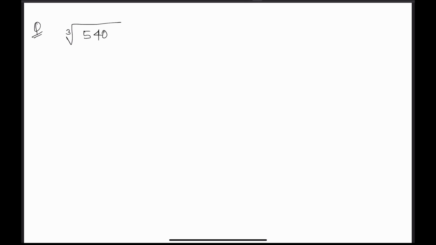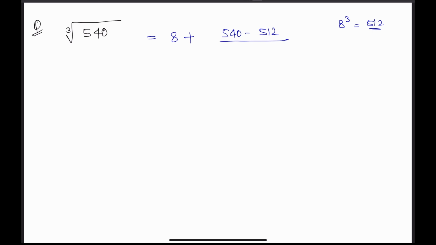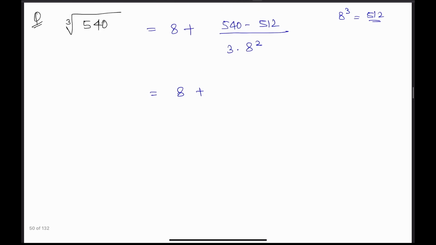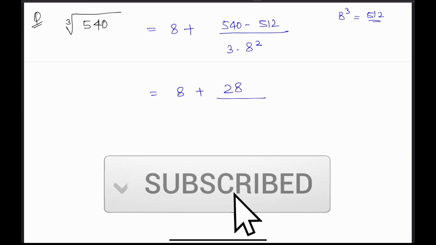So it's again the same thing, 8 cube is 512, so we will write it as 8 plus (540 minus 512) divided by 3 into 8 square. See how much easier it is. 12 plus 18 is 30, so 28 by 64 into 3.